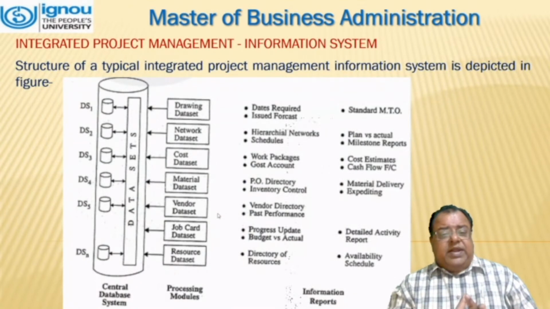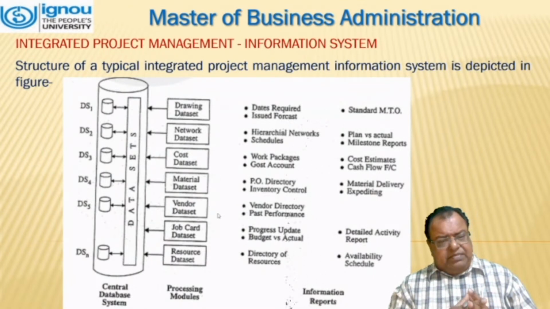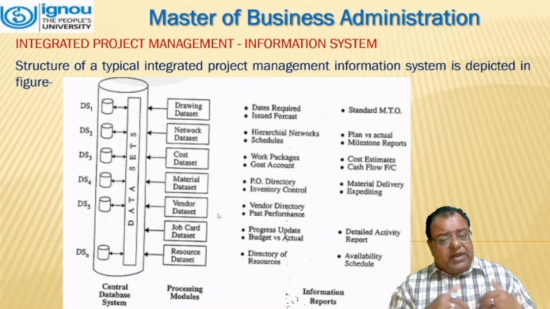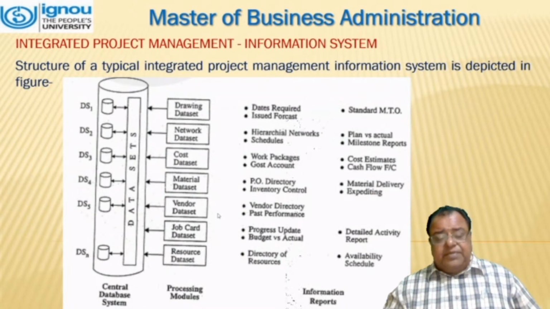Integrated Project Management Information System. As per the diagram, this structure is basically of a typical integrated project management information system. You can see over there are three phases. That is the central database system, which is basically a set of data sets. Then comes your processing modules. We have seven data sets. And on the right side, we have information reports, that means what we are getting from this database when it is being executed.